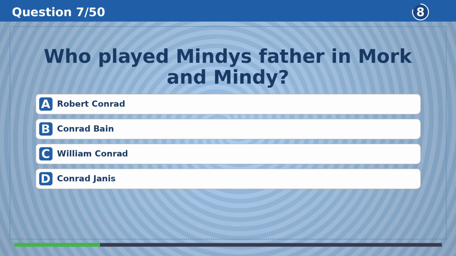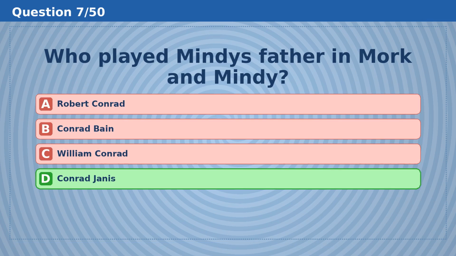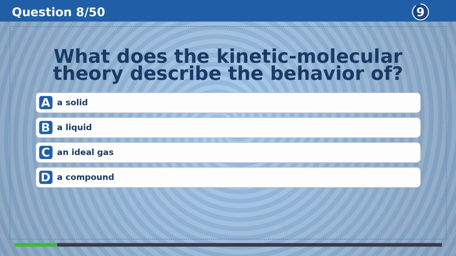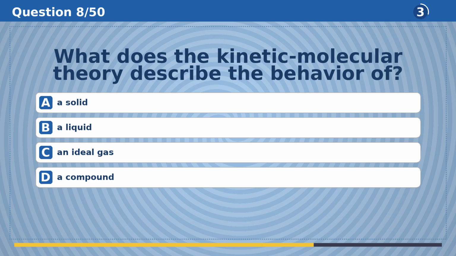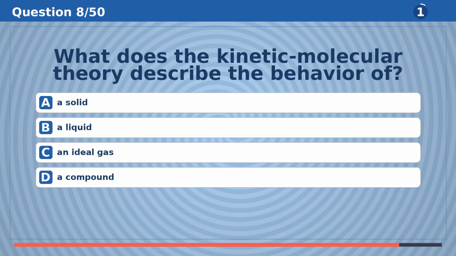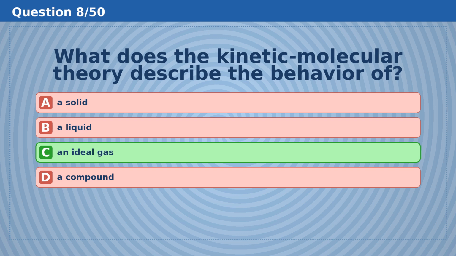Who played Mindy's father in Mork and Mindy? The answer is D, Conrad Janis. What does the kinetic molecular theory describe the behavior of? The answer is C, an ideal gas.